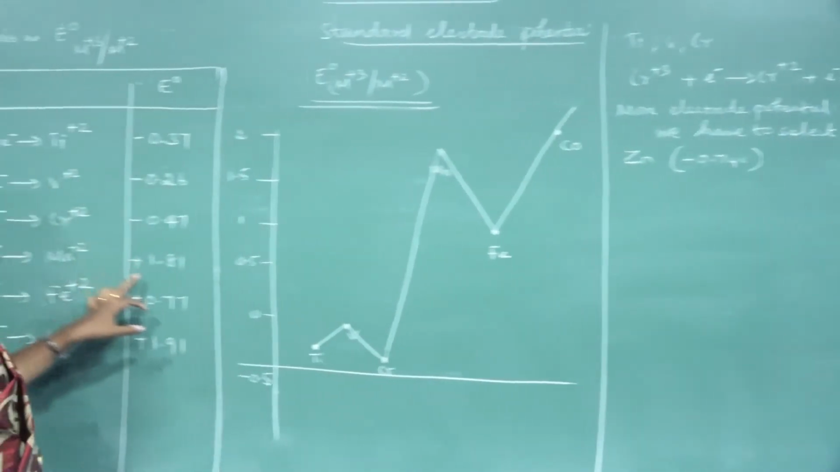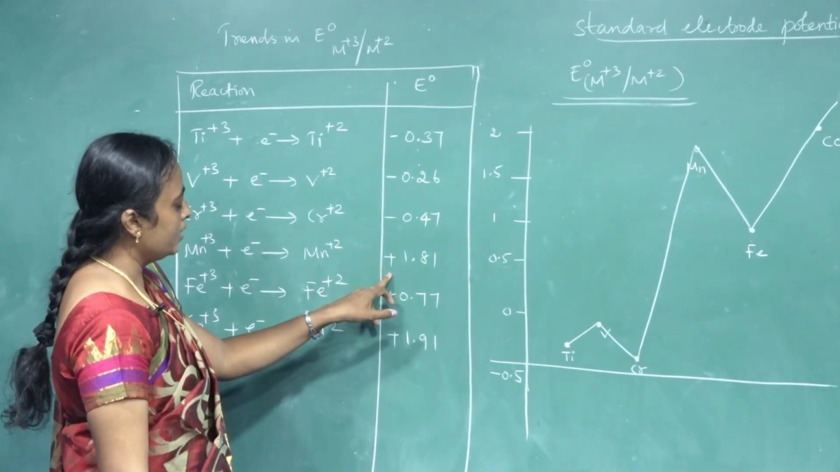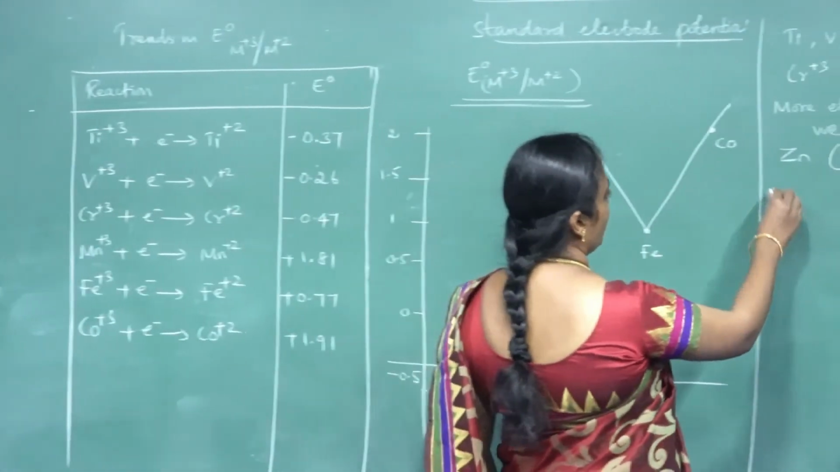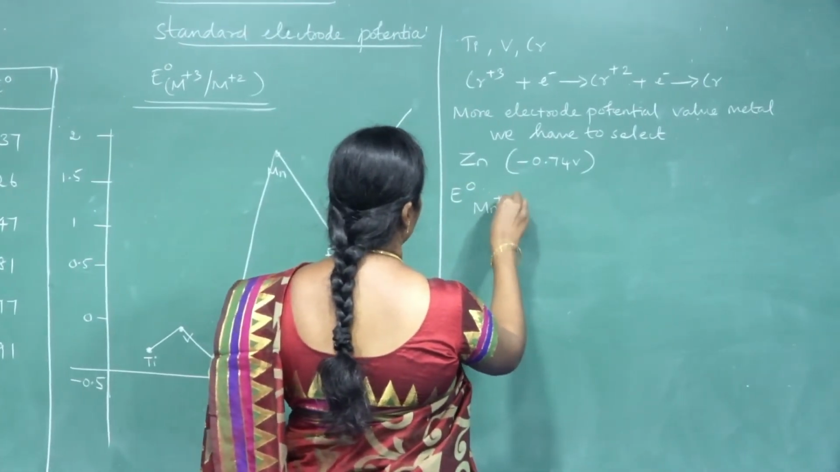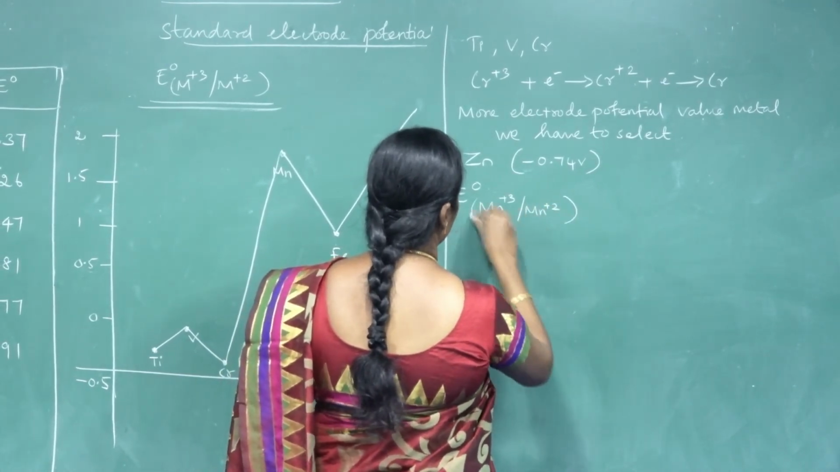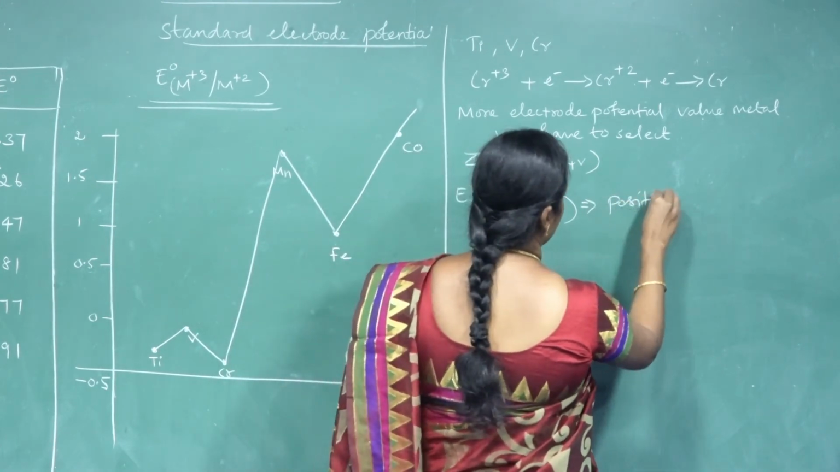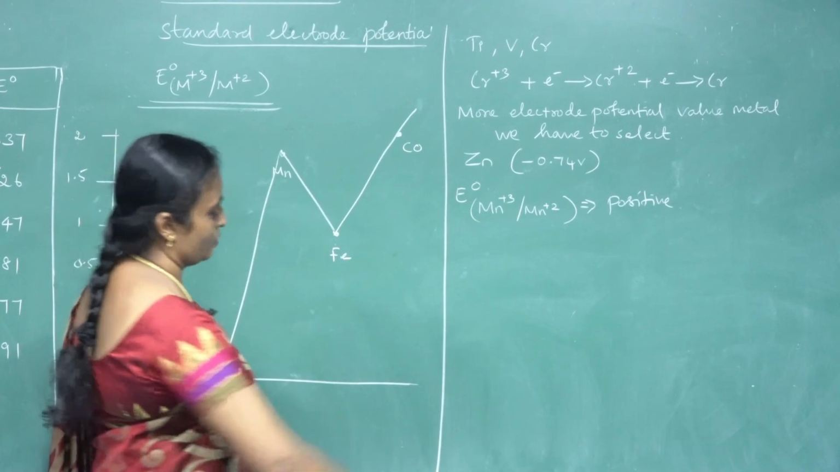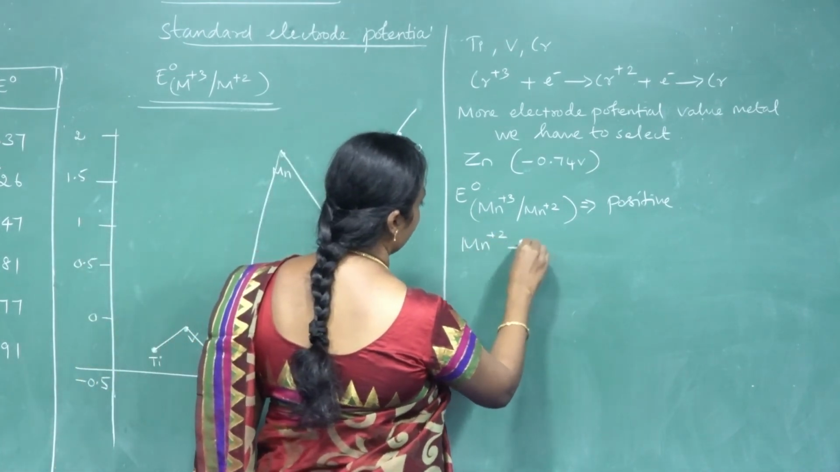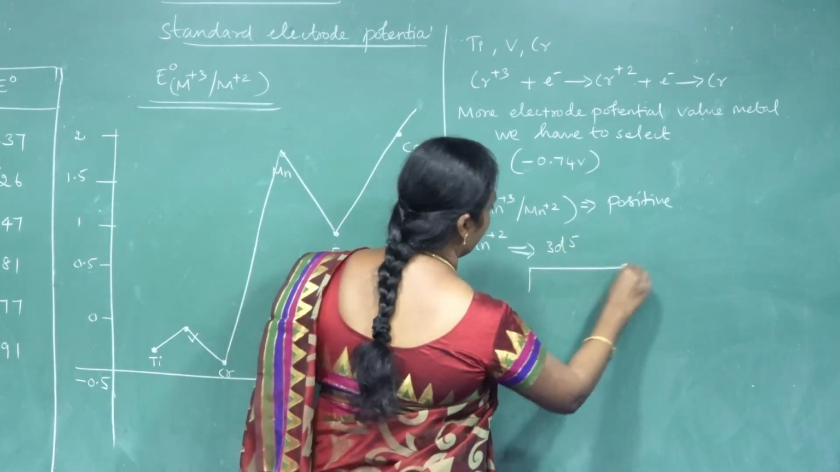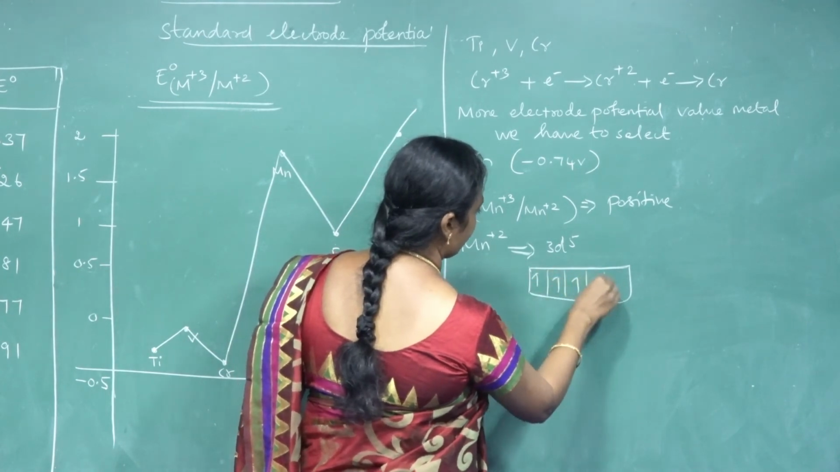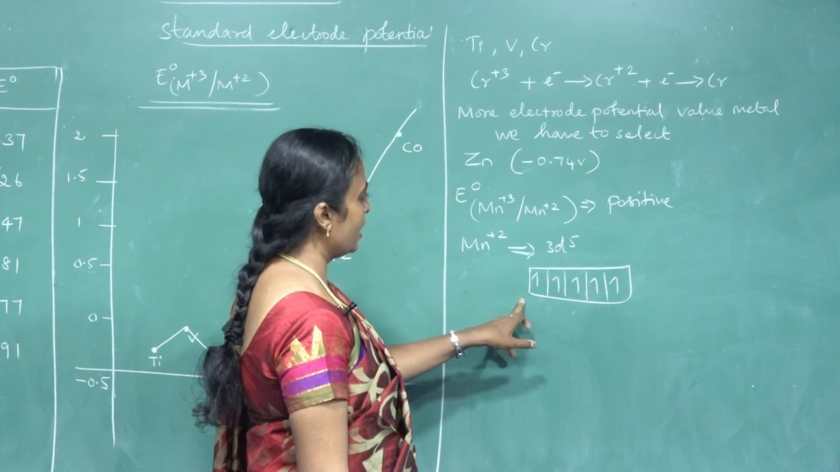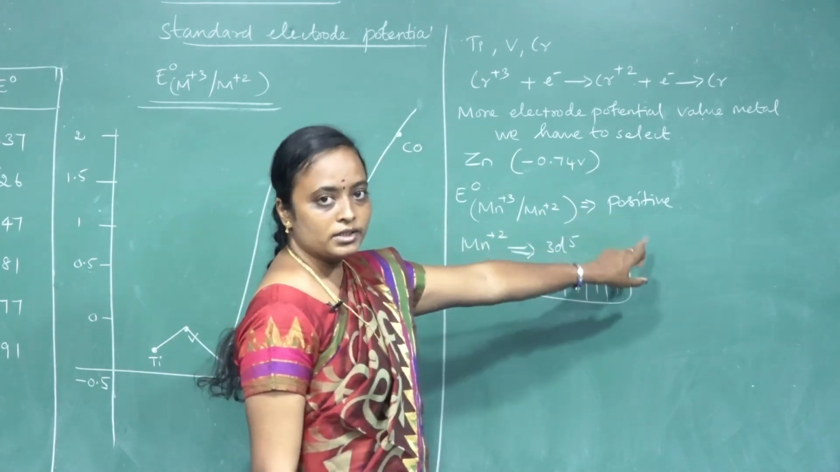Next, when we take manganese, generally the trend is decreasing and negative, but as an exception we are getting a plus value. What is the reason? The electrode potential of manganese for plus 3 to plus 2 is positive. It is due to the electronic configuration of manganese plus 2, which is 3d5. That is, in the d orbital we have only 5 electrons, a half-filled electronic configuration. Because of this, the standard electrode potential of manganese is more positive.